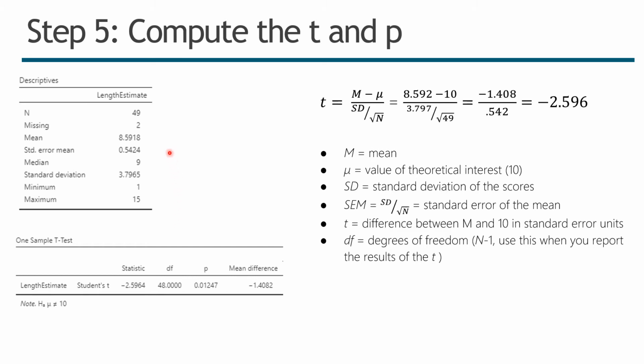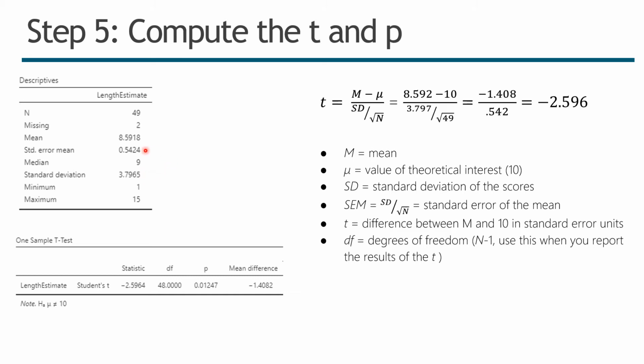Right. So first you can see that we have an N of 49 people who responded to the survey. We have a mean of 8.59. The standard error of the mean is 0.54. The median for our data set is 9. Our standard deviation is 3.7965.